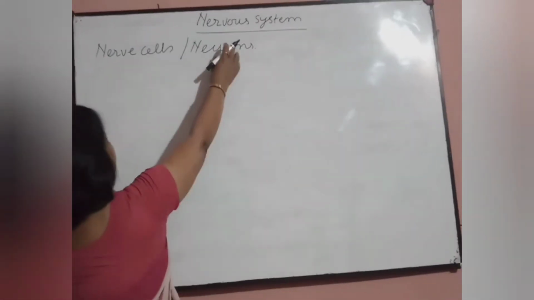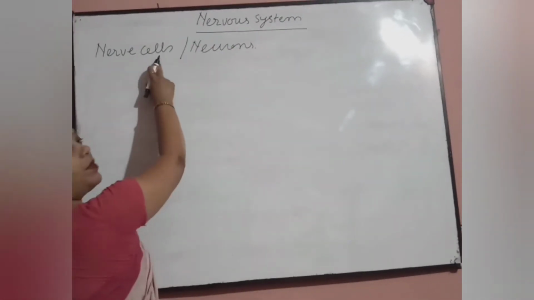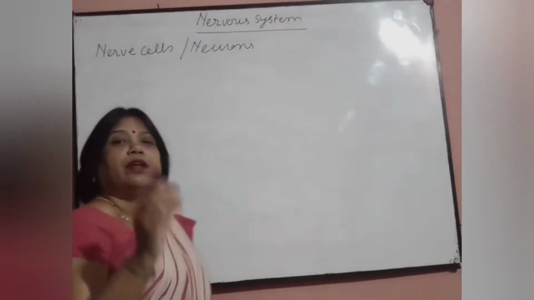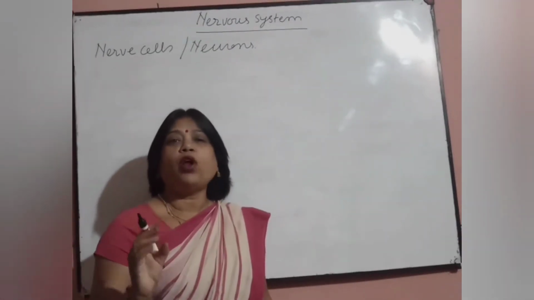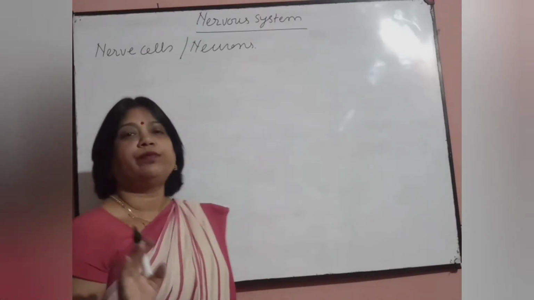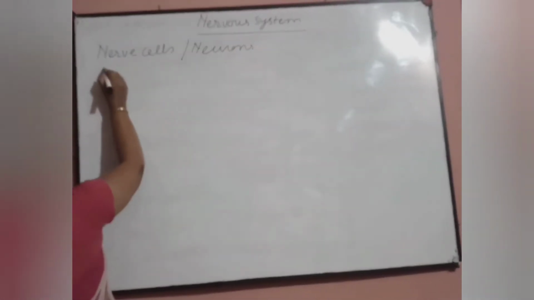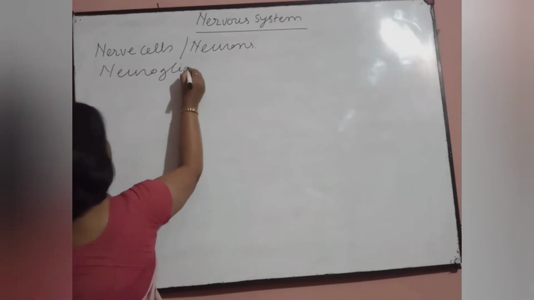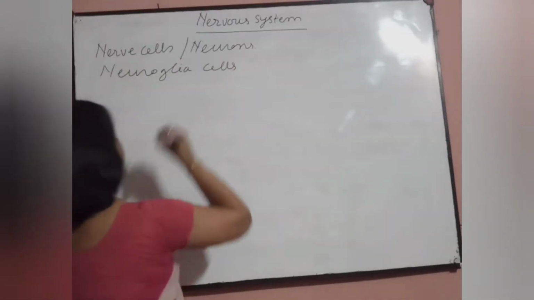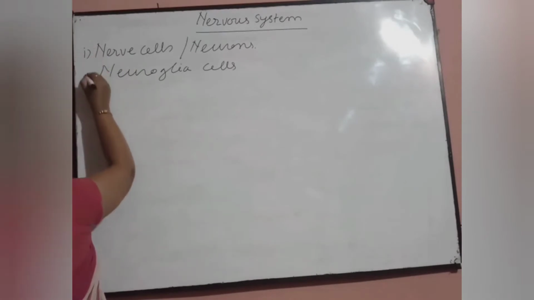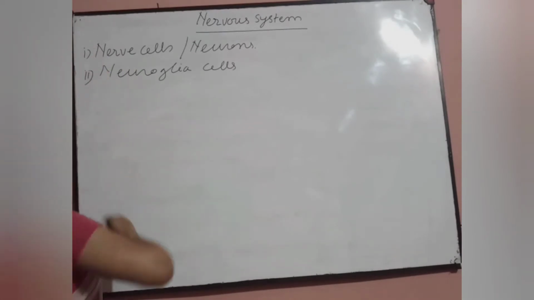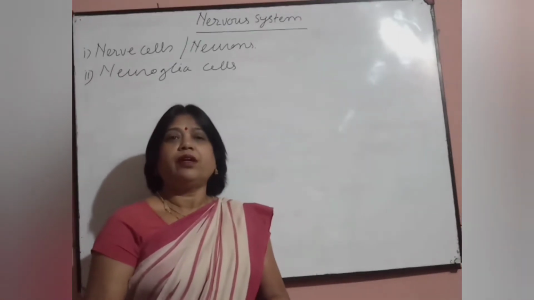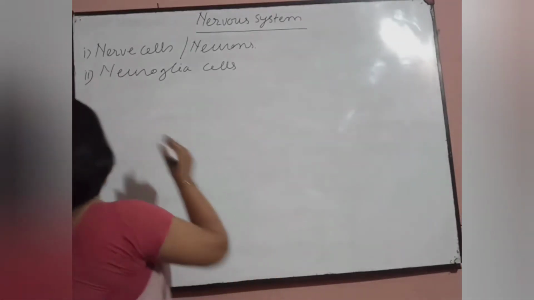The nervous system is made up of nerve cells or neurons. That means nerve cells are known as neurons. And second, the neuroglia cells. First is the nerve cells and second is the neuroglia cells. The structure of nerve cells.